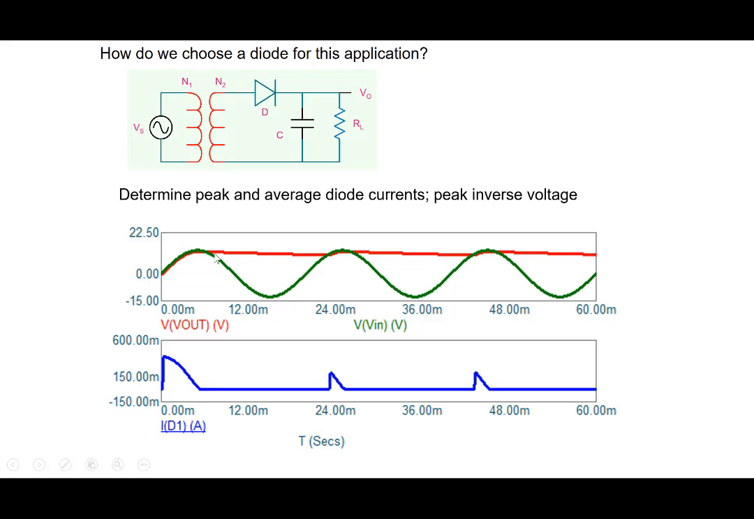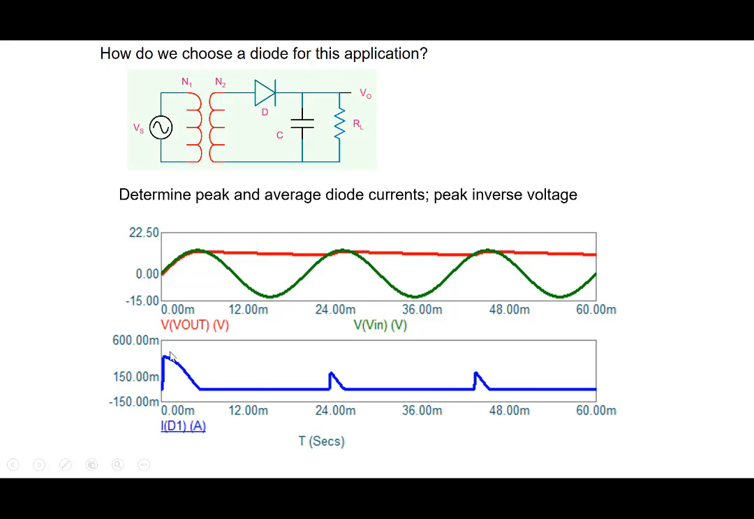And then in this region, the diode is reverse biased, so therefore the current through the diode is 0. The capacitor discharges a little bit through RL, and in the next cycle, once the input exceeds the output voltage, the diode turns on again and charges the capacitor. The amount of charge that the capacitor lost through RL is replenished, restored, when the diode turns on here, and then again this part repeats.